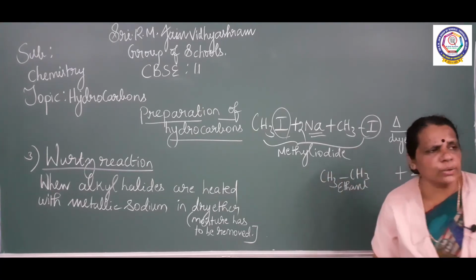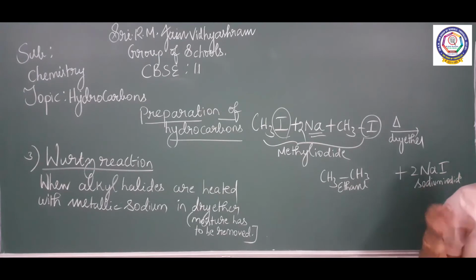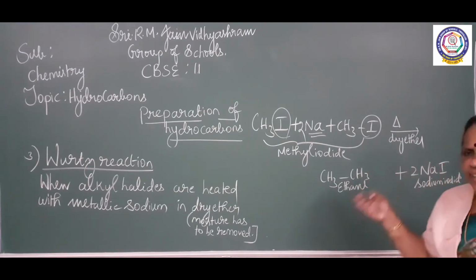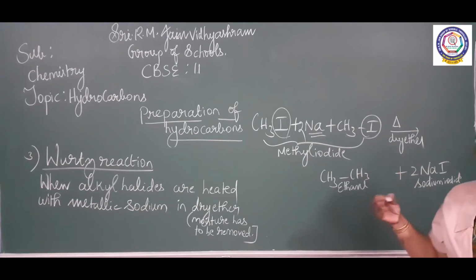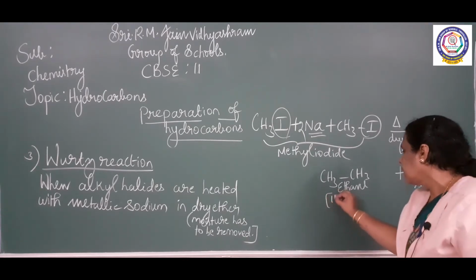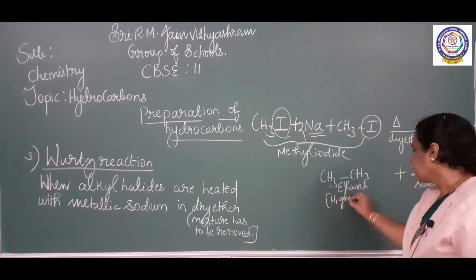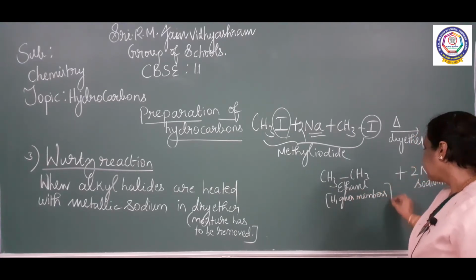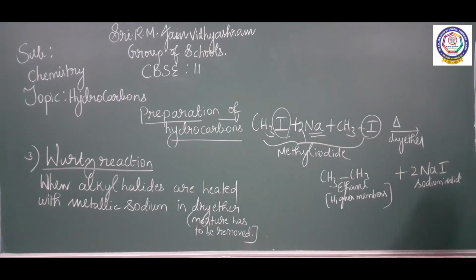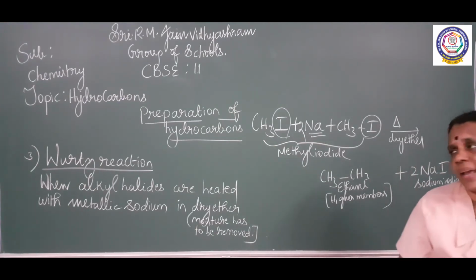So when two molecules of methyl iodide are treated with sodium in dry ether, what is the product we are getting here? Sodium iodide with the liberation of ethane. We are getting higher hydrocarbons, higher members of hydrocarbons. So this is one method of preparing hydrocarbons.